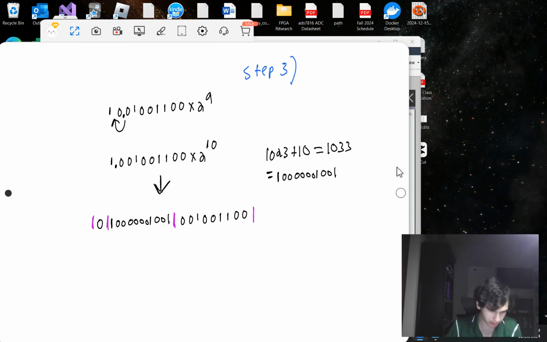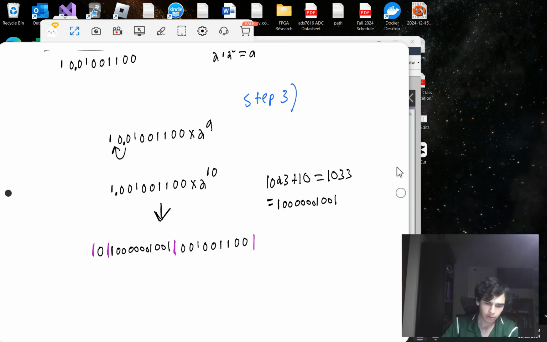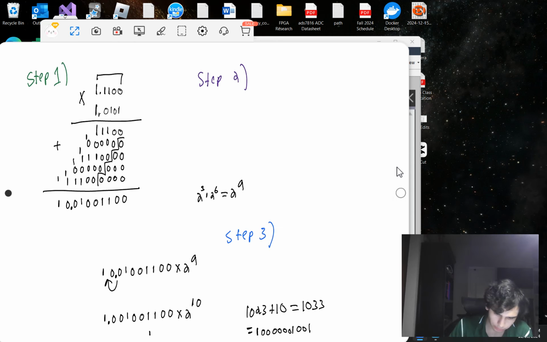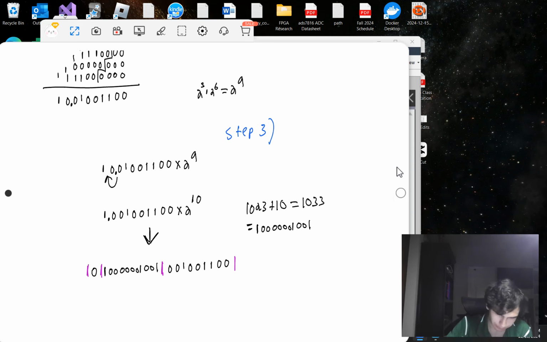So that would be the product. And one really important thing is that if your most significant bit is a 1, then what that means is you just take all of the bits after, put them there, and then you increment.